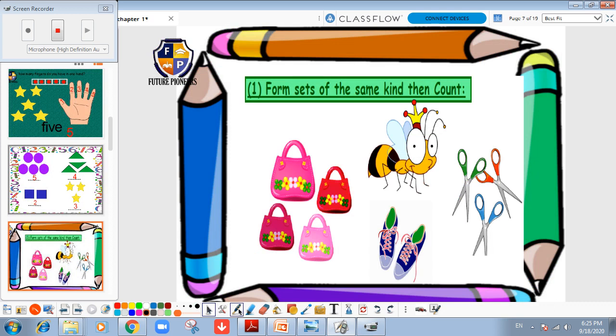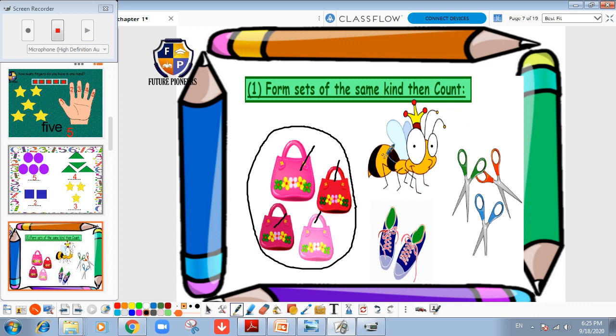Now, let's solve this example. Form sets of the same kind, then count. Here I have a lot of objects and I wanted to put the objects of the same kind in one set. So I have a lot of bags of the same kind, so I will put these bags in one set. And now count how many bags here I have. 1, 2, 3, 4. I have 4 bags.